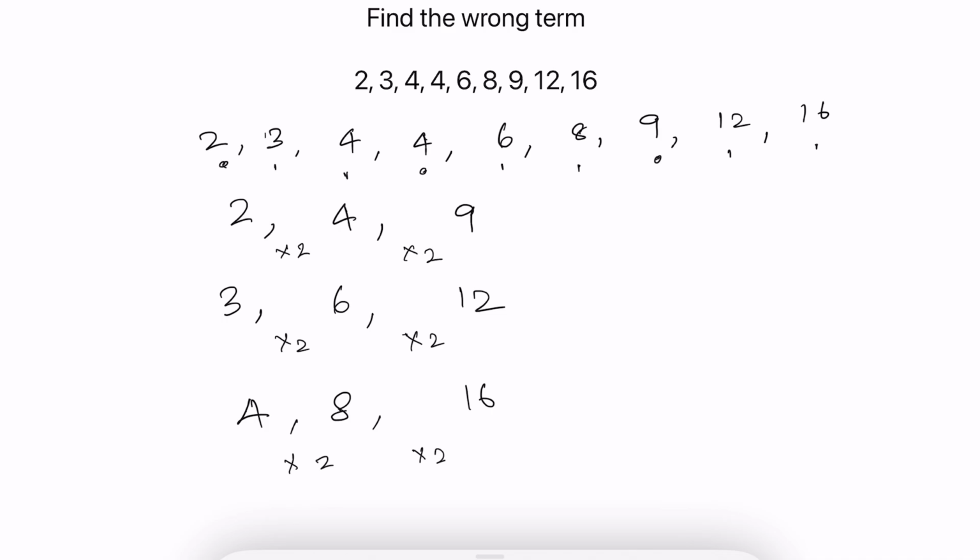Technically, 4 into 2 should have been 8. So, this number should have been replaced with 8. So, the incorrect term in this sequence is 9 and that should have been replaced with 8.